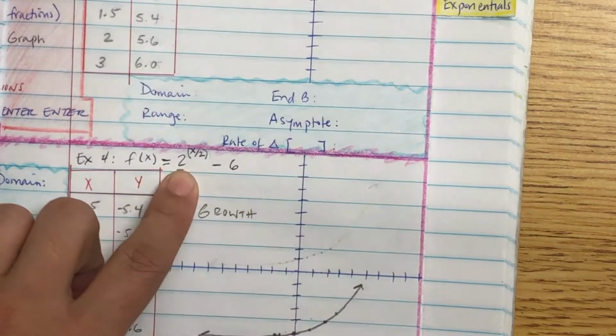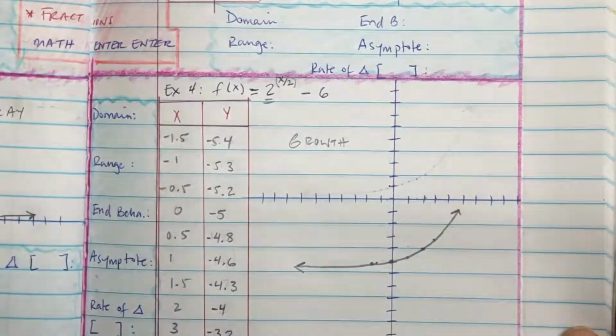Alright, so this is growing because it's going from left to right, which means b is greater than 1. So the number next to the exponent. So look at the exponent, number next to it, that's 2. It's bigger than 1, it's growing. And that's pretty much it. So let's practice.